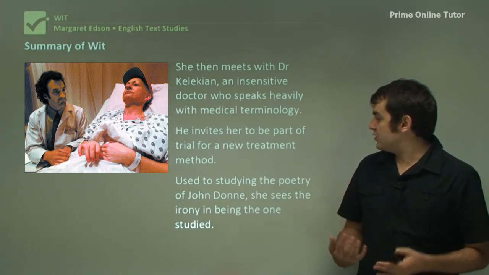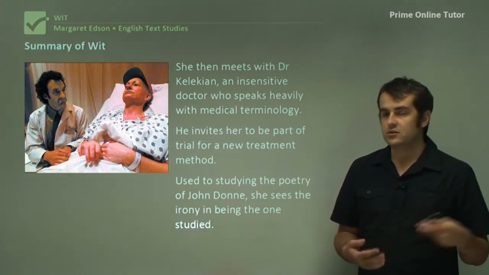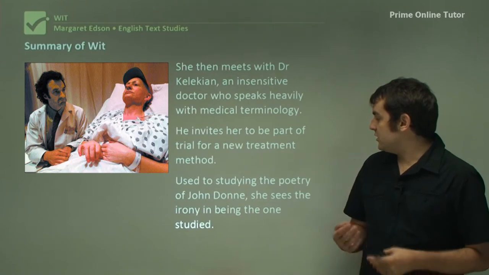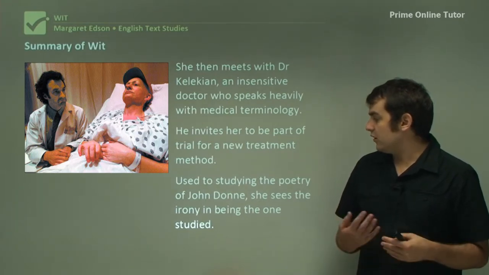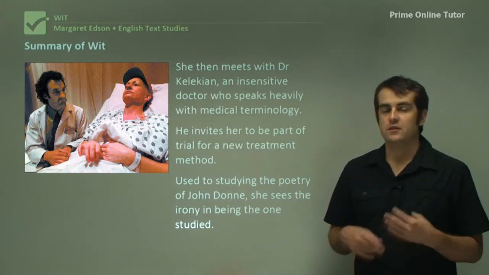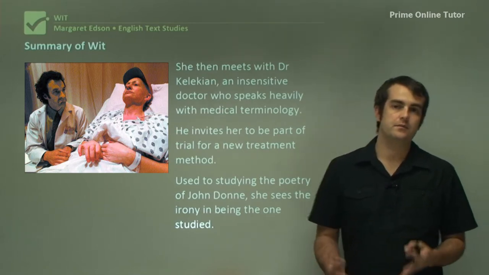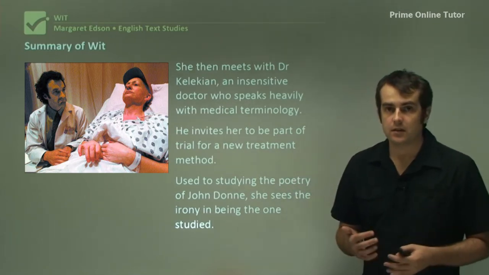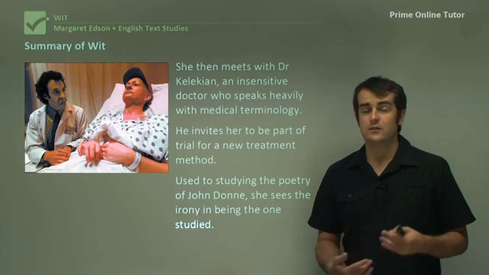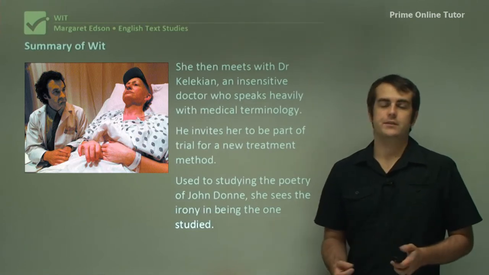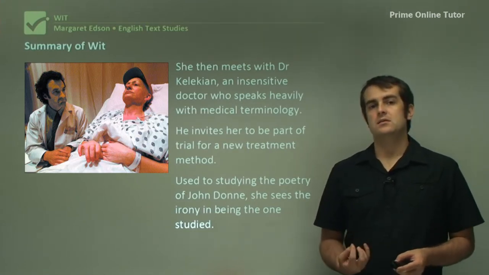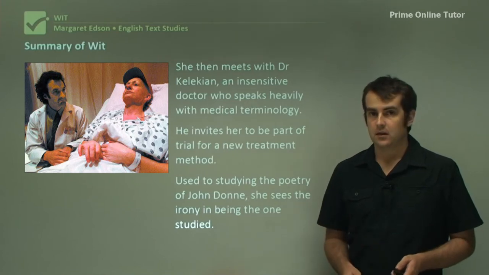And seeing as she's used to the study of death, and she mentions this quite often in the beginning, she not only sees the irony in being studied, but she also feels like she has an understanding of the concept of death, seeing as she has studied Donne her whole life, and a lot of Donne's poetry is about the nature of death and what it means to pass from one world into the next.